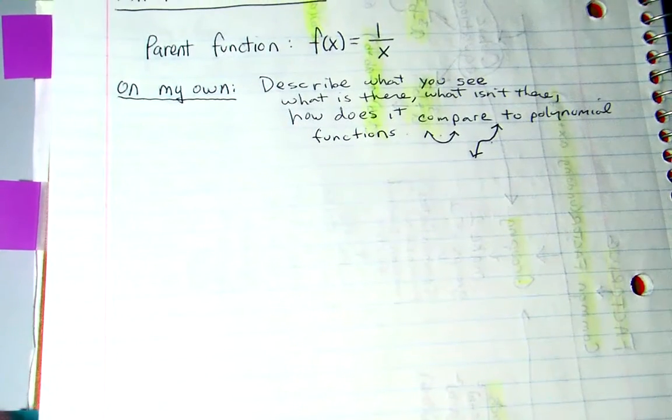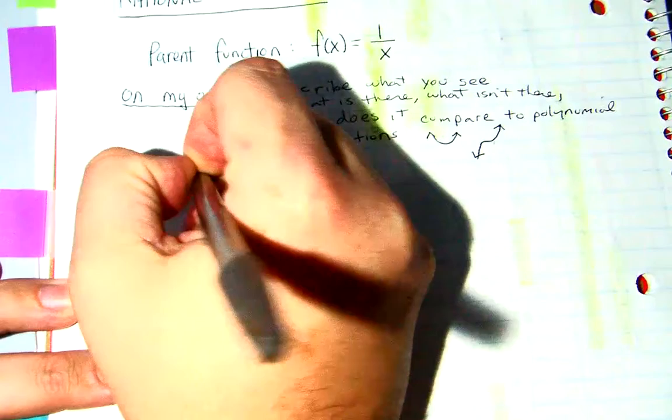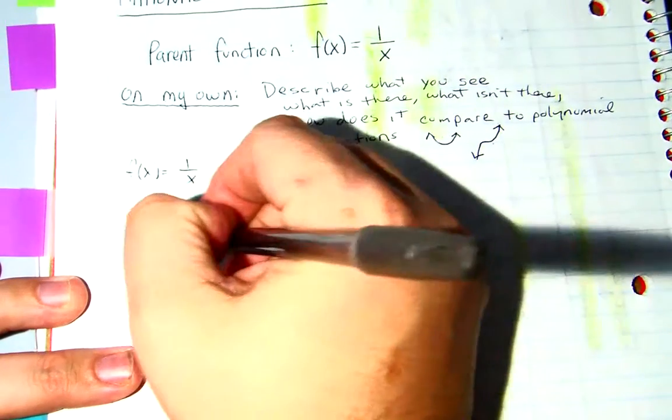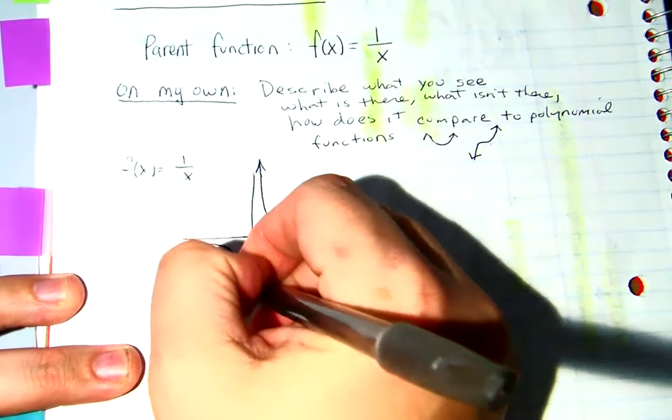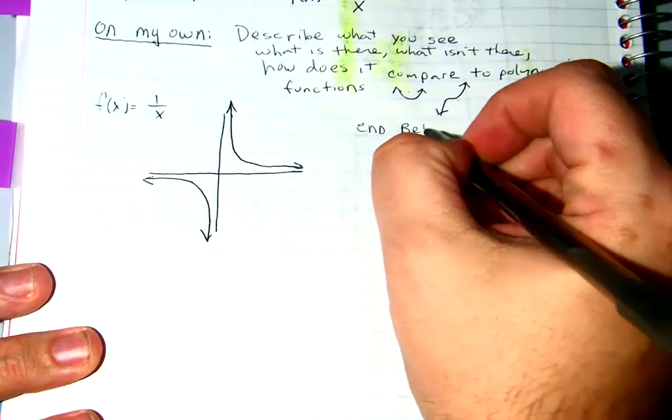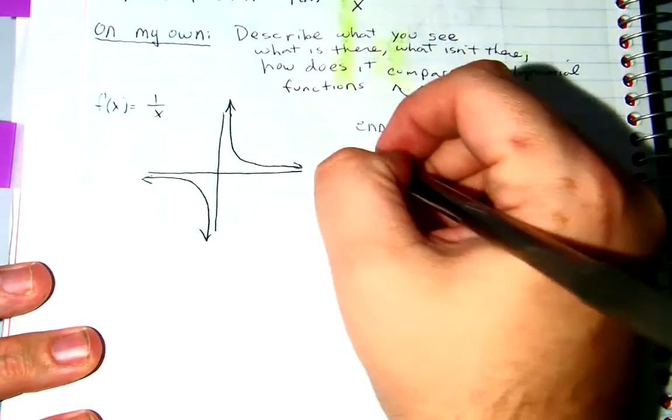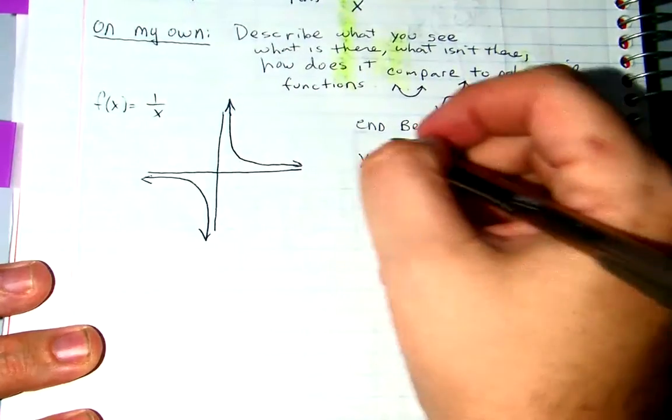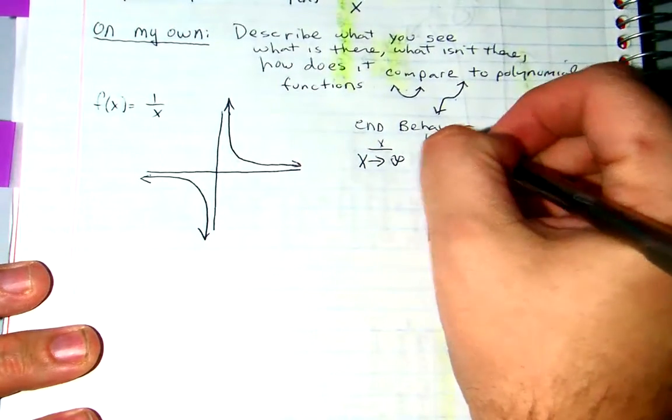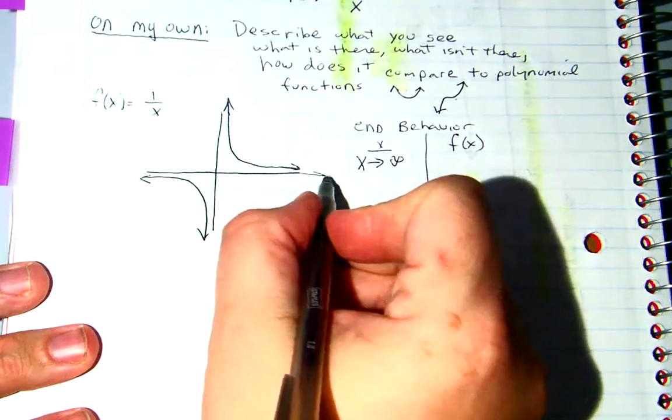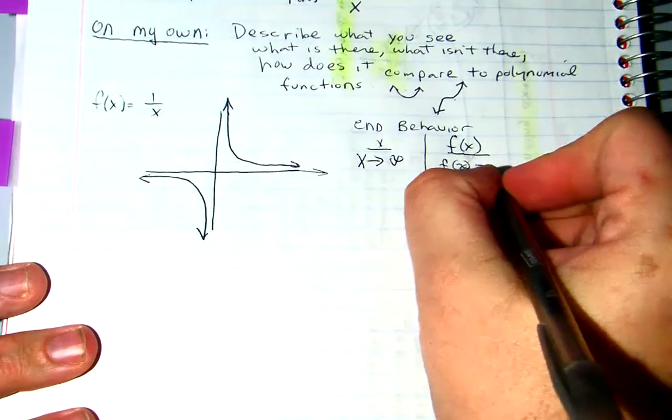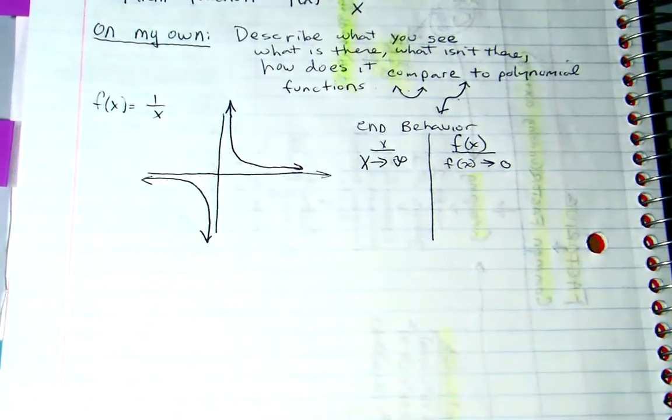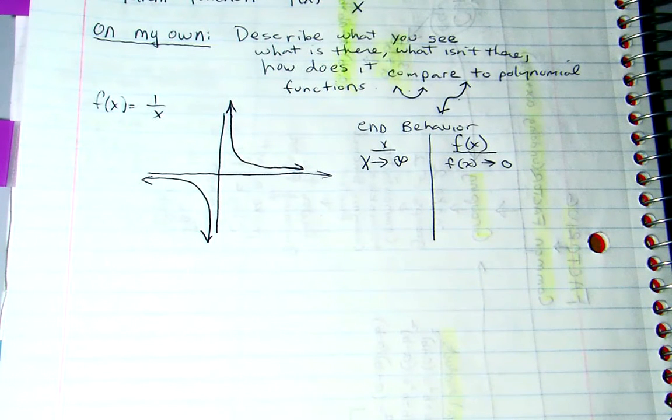All right, now, as far as rational goes, for f of x is equal to 1 over x, we get this general form. Now, end behavior. As x goes to positive infinity, what is f of x going towards? F of x is going to 0.